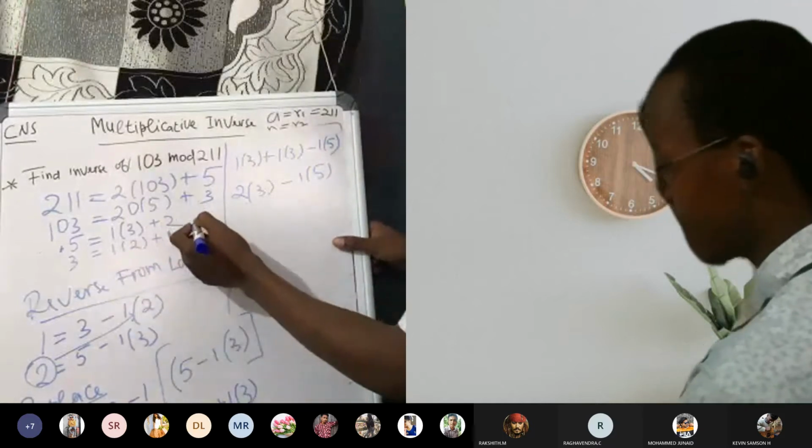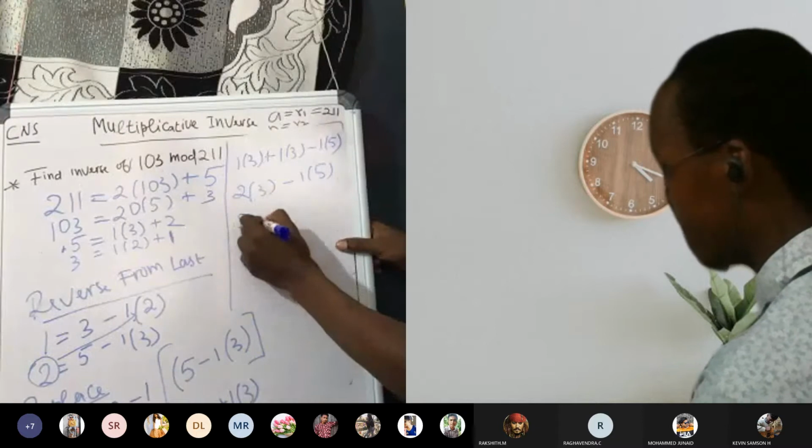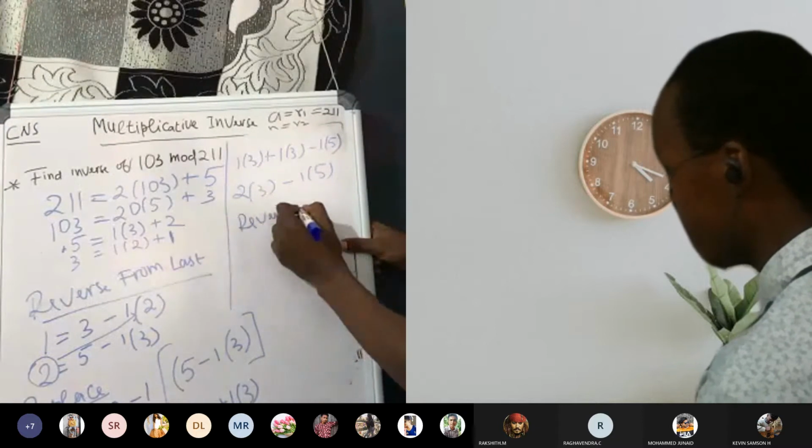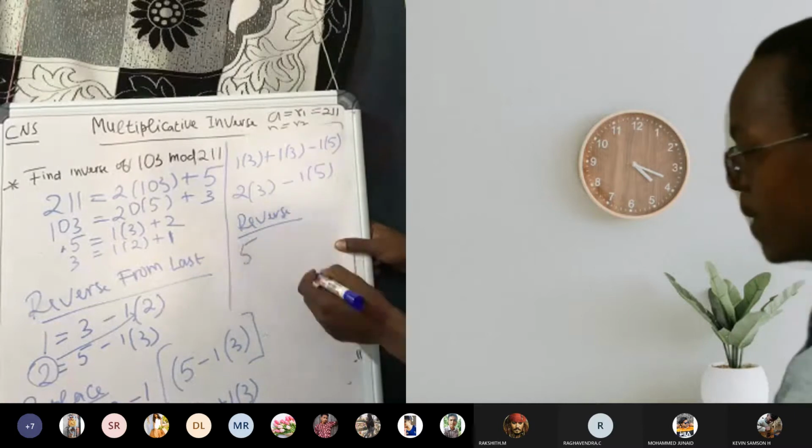Next, we are going to reverse, okay? Which one are we going to reverse? 5. This is reverse number two. Again, reverse. 5, what's the value?